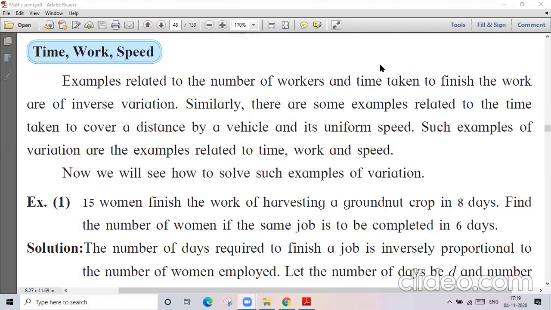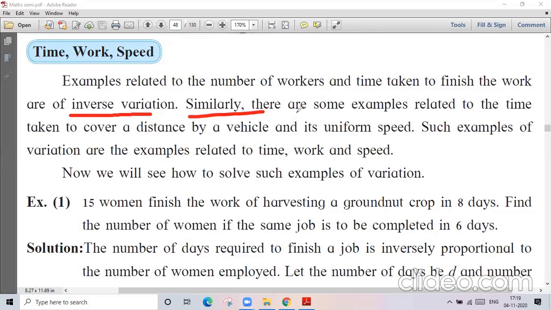Okay. So examples related to the number of workers and time taken to finish the work are inverse variation. We already saw yesterday that the number of workers required to complete a work and the number of days required to complete the work are in inverse variation.